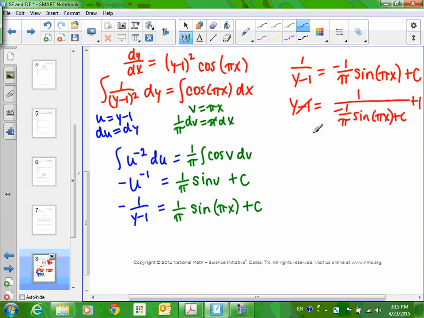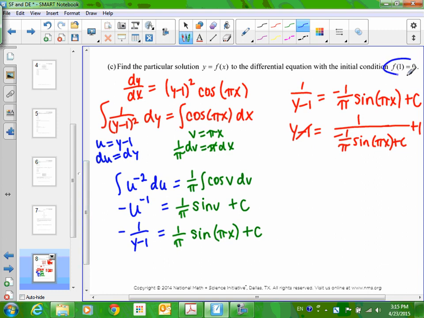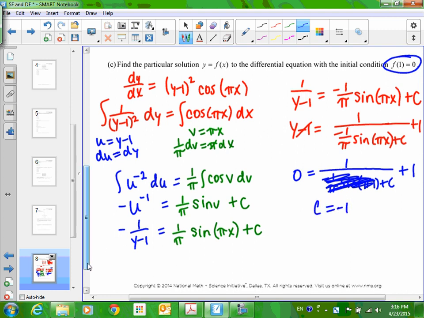Oof, we can breathe here in just a second. Next, I need to use my initial condition. Okay, so watch this. I'm going to plug 0 in. I'm going to go negative 1 over pi sine of pi times 1 plus c, plus 1. Sine of pi is 0, so that whole thing goes away. To spare you the drama, I'll let you know that c equals negative 1.